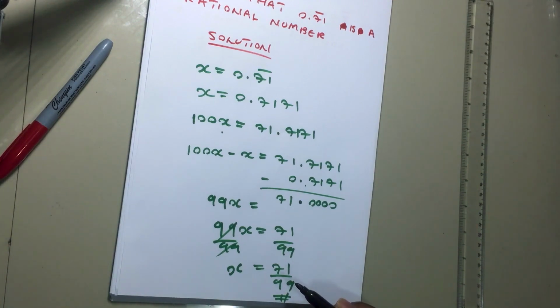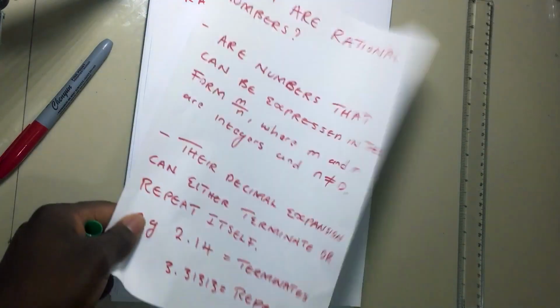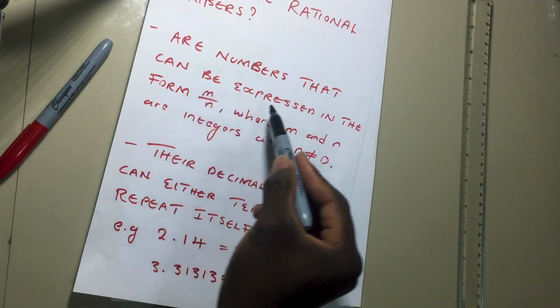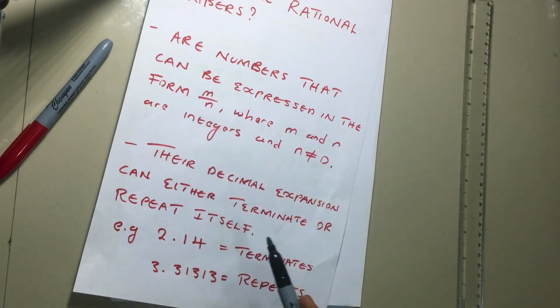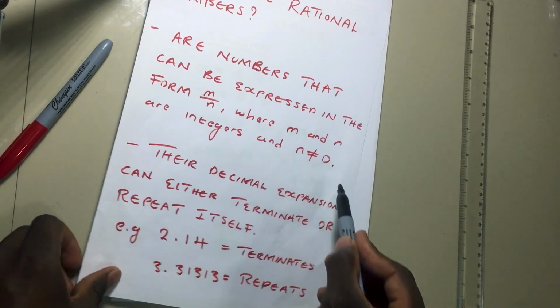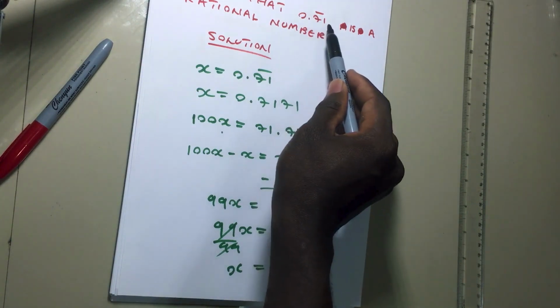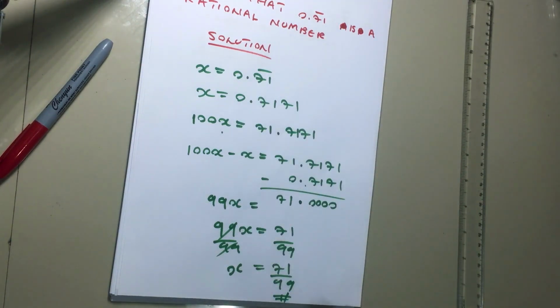All right, we can see that our final answer shows what we talked about in the definition of a rational number. We said rational numbers can be expressed in the form m over n, where n is not equal to 0. Our final answer is 71 over 99, which is just m over n, and the denominator is not equal to 0. So this is a rational number. This is how we show that 0.71 recurring is a rational number. So that's it for this example.